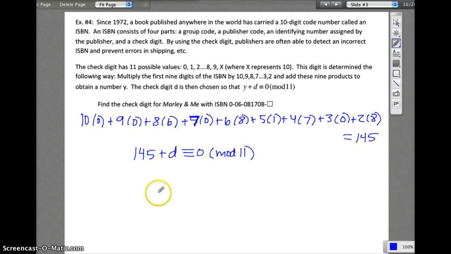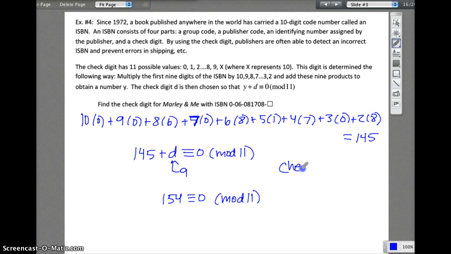So trying to think about numbers close to 145 that are divisible by 11. So 154 is a multiple of 11. So 154 is congruent to 0 mod 11. So you can check 154 is divisible by 11. So that means our number D, 154 minus 145, needs to be equal to 9. 154 divided by 11 gives us 14. So now 145 plus 9 gives us that 154 that we need.